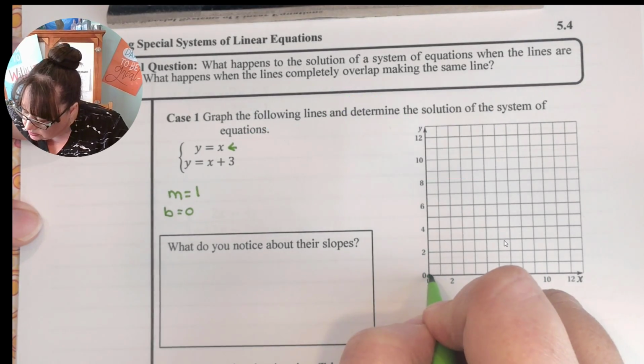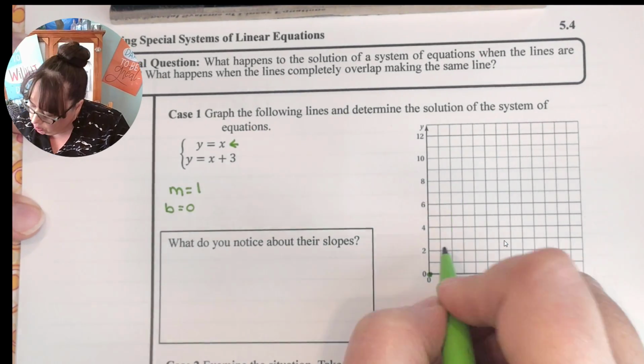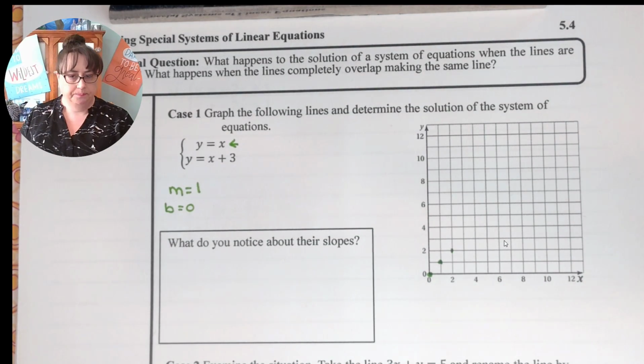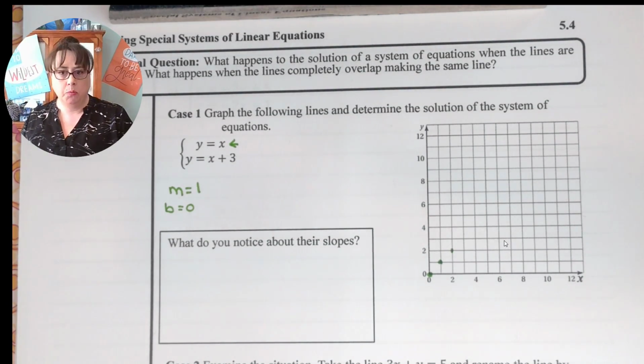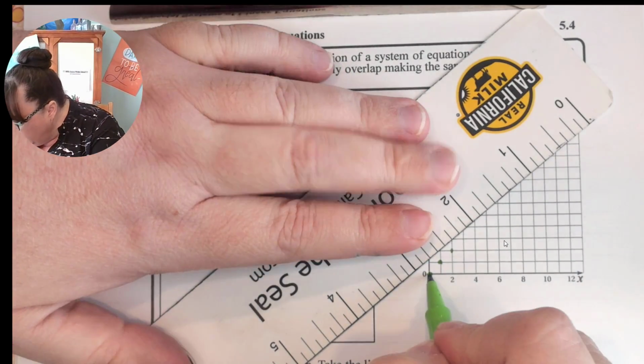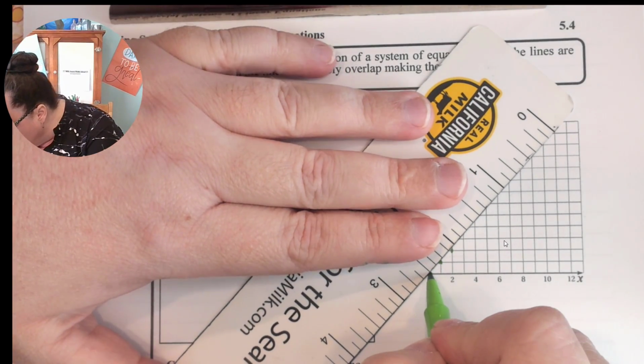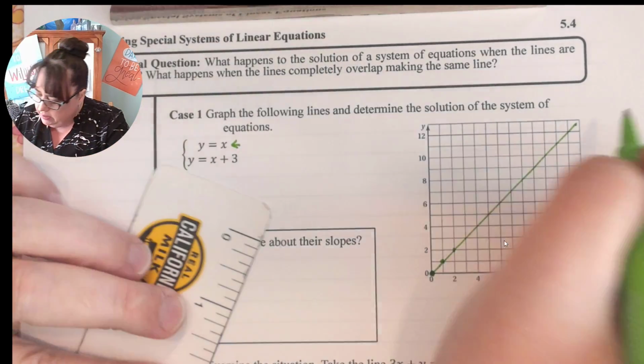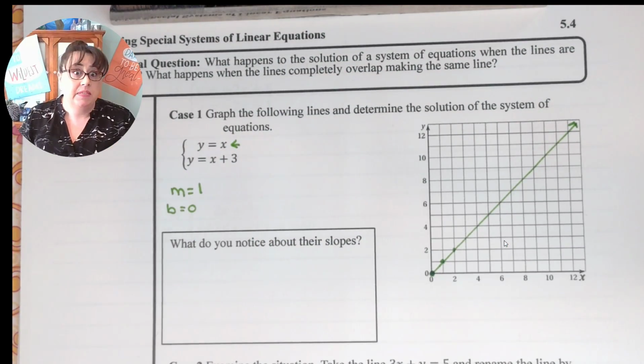So we're going to start here at 0. And then we're going to go up 1 and over 1. And we're going to continue to do that to make our line. So then let's take our ruler and make our straight line that goes on from there. And there's our line.